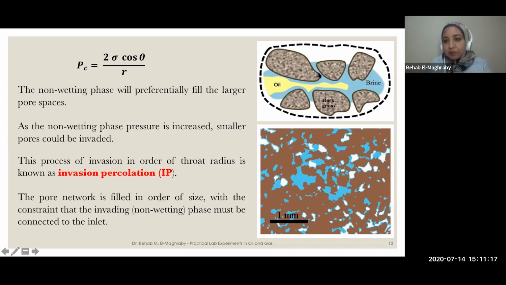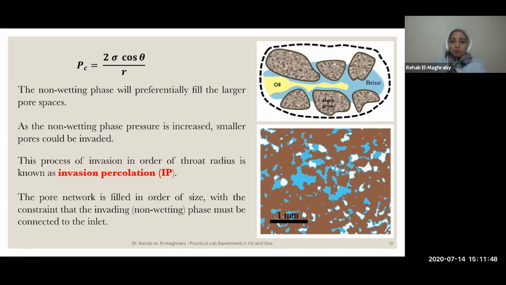For example, if the equivalent pressure for this throat were 200 psi, and for this one 100 psi, then if you applied 100 psi, the oil will advance through this throat, but it will not be able to advance through that throat and will not be able to push the water out of it. So you have to increase the capillary pressure to 200 psi for the oil to be able to invade this pore and fill it.